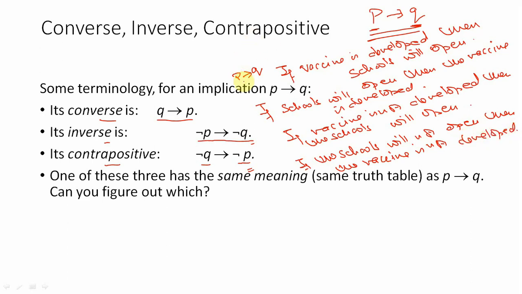So from the original implication, I can define the converse, the inverse, and the contrapositive. Now, out of these 4, the implication P implies Q, the converse, the inverse, the contrapositive, 2 of the compound propositions have the same meaning. When I say they have the same meaning, what I mean is they have the same truth table, right? Can you imagine which is which?